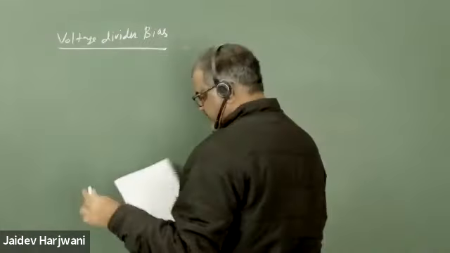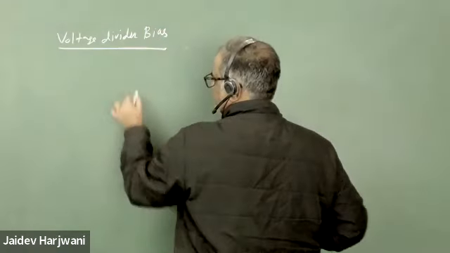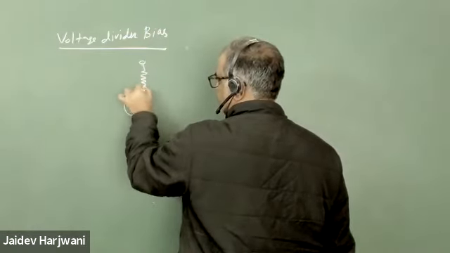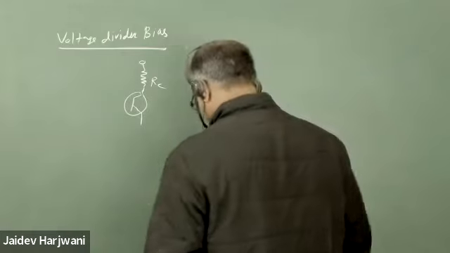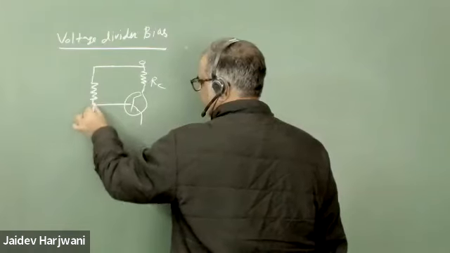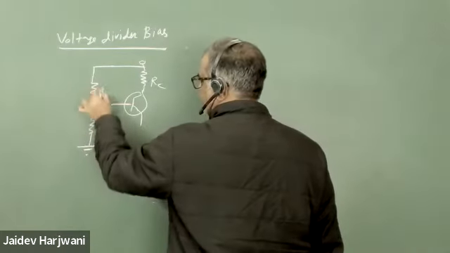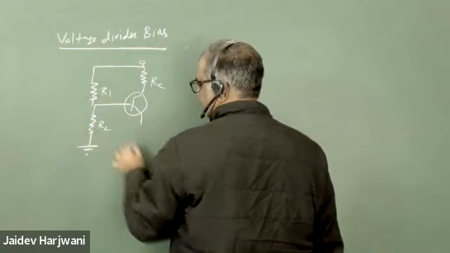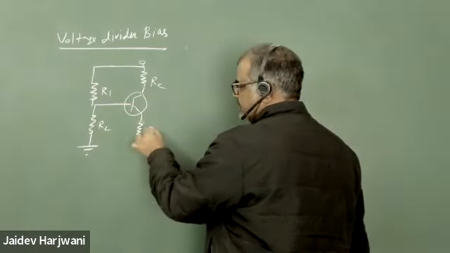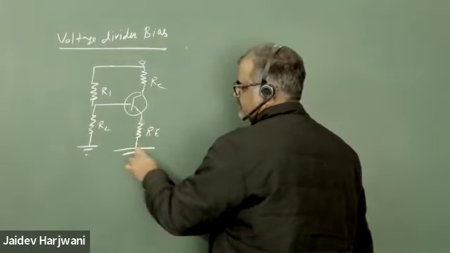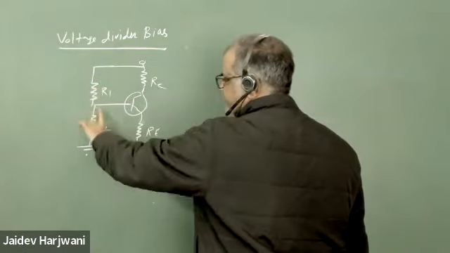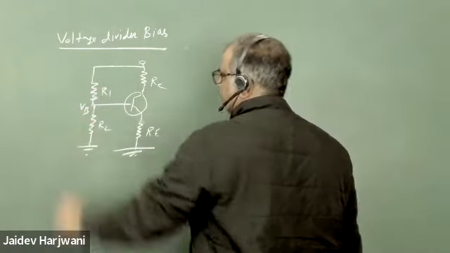Okay, so let me first explain what voltage divider biasing is. You have a transistor, you have VCC, you have a resistance RC, and here you have two resistances, R1 and R2. Of course you can keep RE also for emitter biasing. This is your voltage divider bias, because here the voltage is getting divided. This is your point VB.